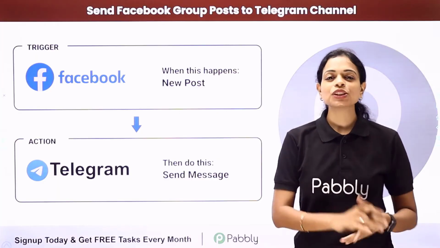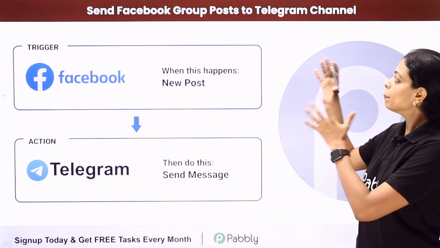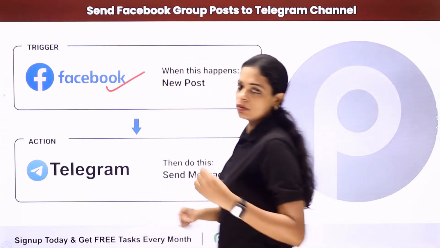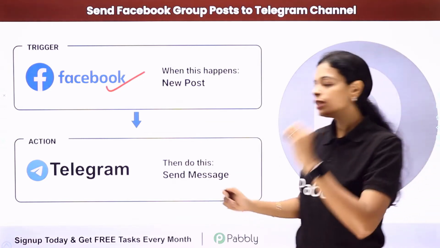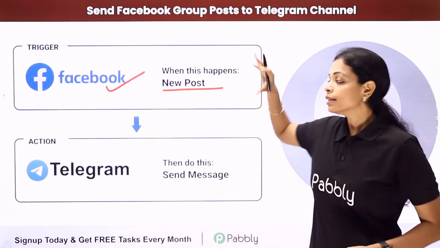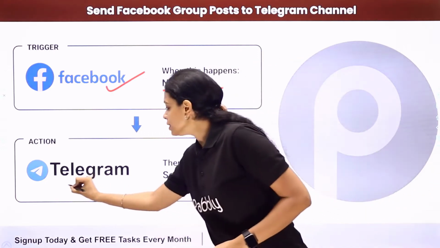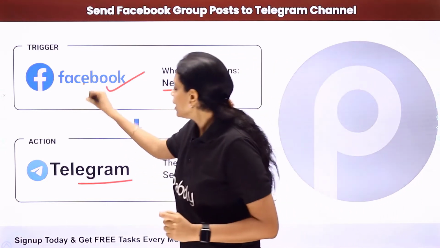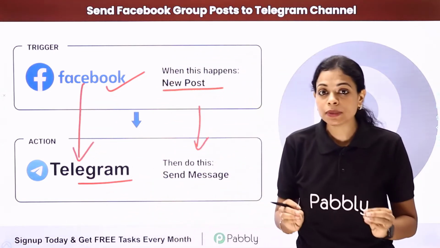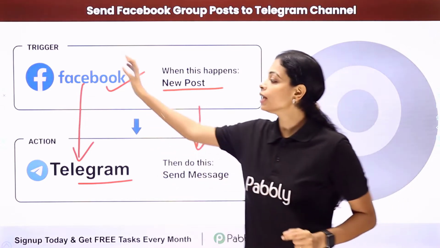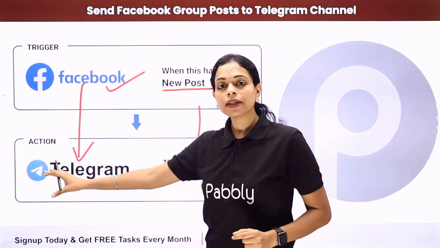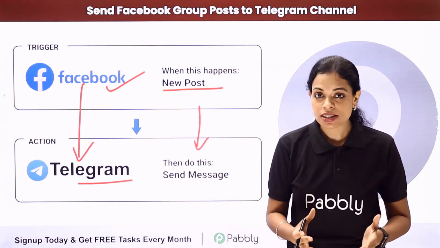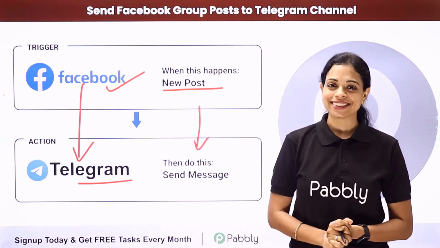In this video, we are going to see how to send Facebook group posts to Telegram channel. So let's say you're using Facebook groups to share your posts, and every time there is a new post, you want this particular message to be shared on Telegram as a new message. Now how can you do that? For this you will have to integrate these two applications, and the same can be done using Pabbly Connect software. Here your trigger application would be Facebook and your action application would be Telegram, and you can automate this entire process. Now how can you do this yourself? To understand that, let me take you to my screen.